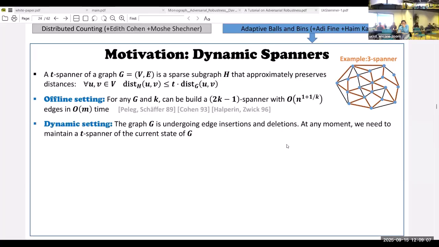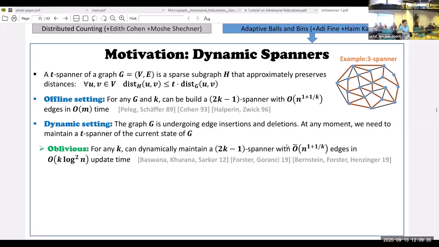What happens in the dynamic setting? In the dynamic setting, as you would expect, the graph G is not fixed in advance. Instead, the graph G undergoes edge insertions and deletions, and your goal is, at every time step, to maintain or output a T-spanner for the current state of the graph G. Make sense?